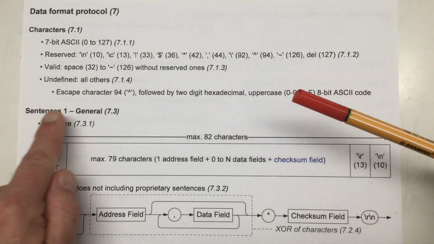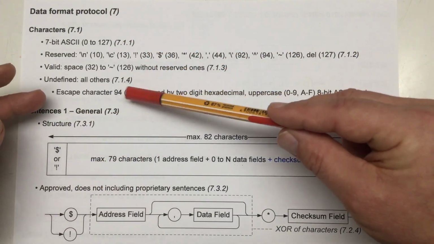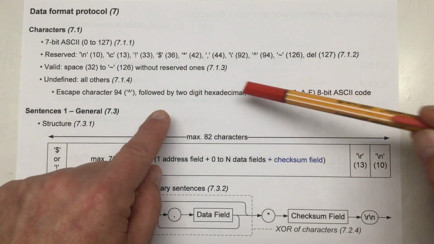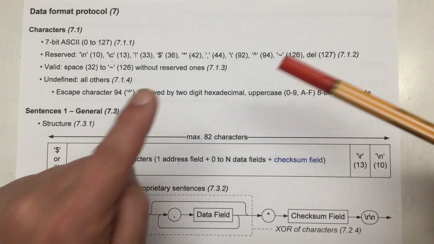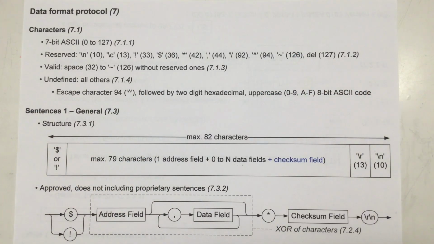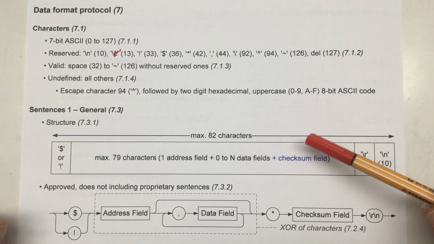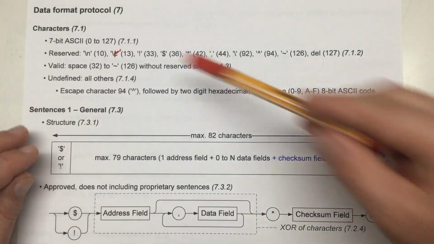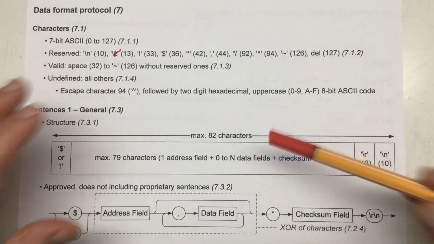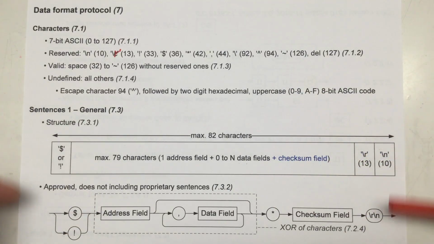There's, however, an escape sequence that starts with a tilde, followed by a 2-digit hexadecimal uppercase number expressing an 8-bit ASCII code. Next we have the sentences, and I'm skipping the chapter about fields here because it makes much more sense to talk about those later on when we understood what a sentence is.